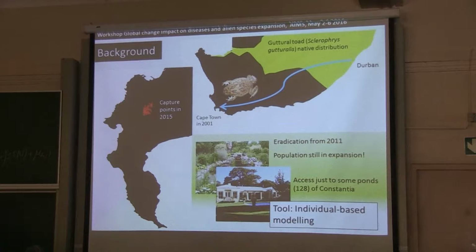So they started to eradicate the species in 2011, but after 5 years, we can easily see that the population is spreading. The number of individuals and the invaded area is increasing over time. So we decided to study how the species is spreading across Cape Town and if this eradication is still feasible using an individual-based model. The individual-based model is a very powerful approach because we can reconstruct the population dynamics of an invasive population by studying how the individuals interact with each other and with their specific environment.